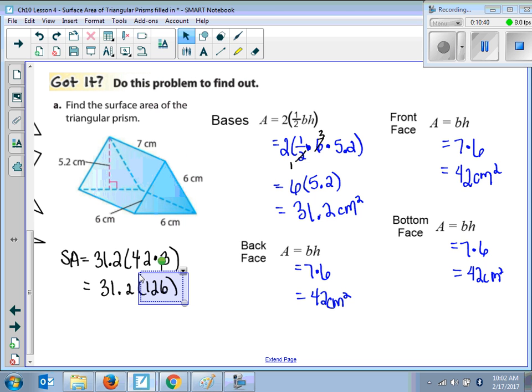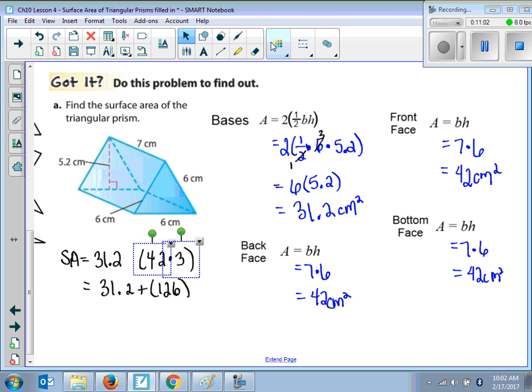All right, so mistake here. Good catch, Skylar. So here, we're adding, right? So let me just move this over there. And we're adding, right? So it's going to be plus. And I want to show plus in there also, right? So it's 31.2 plus the sum of the other three bases.